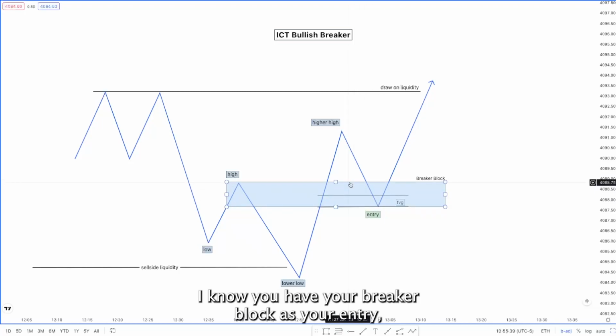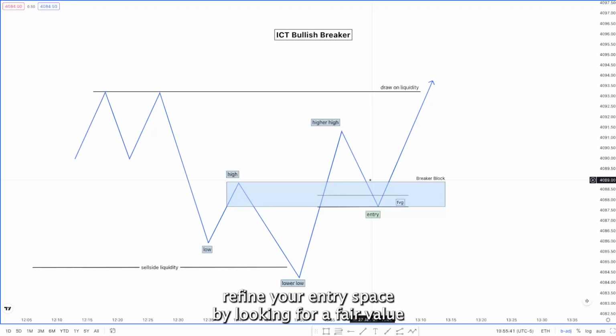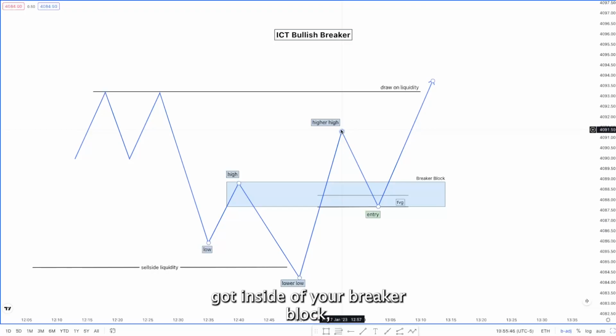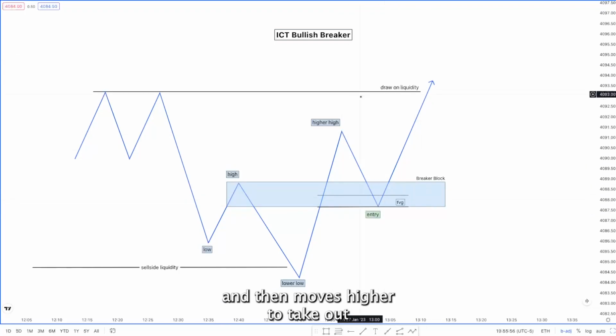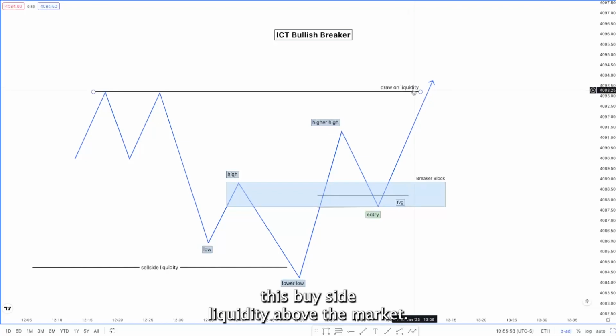So you're looking for a specific area on the chart inside of the breaker block. I know you have your breaker block as your entry, but you can actually refine your entry space by looking for a fair value gap inside of your breaker block, particularly one where you take out the highs. So here's a great example, fair value gap. Inside of the breaker block, price returns to the fair value gap and then moves higher to take out this buy side liquidity above the market.